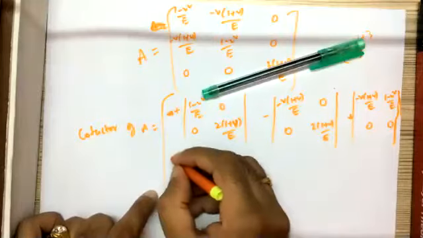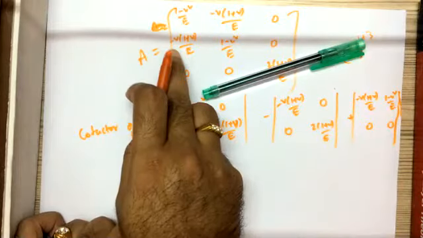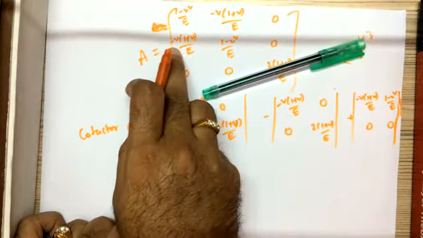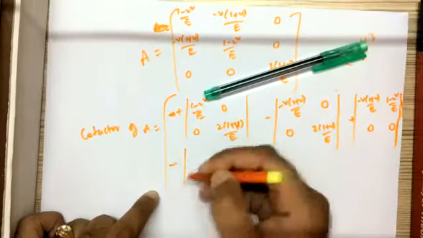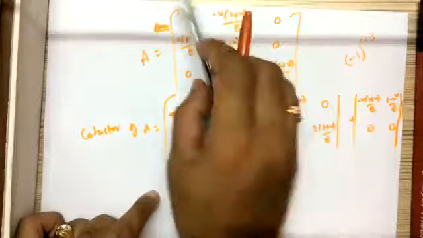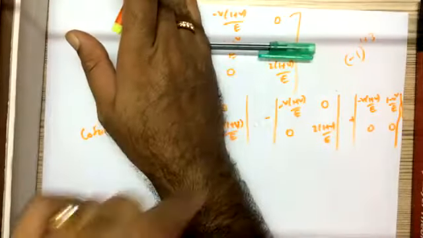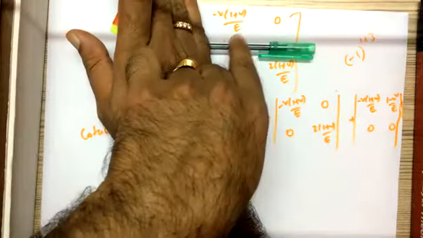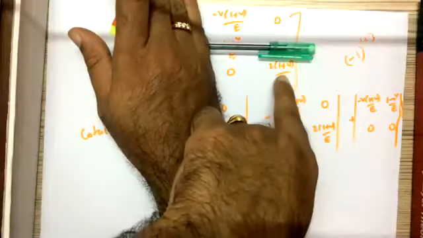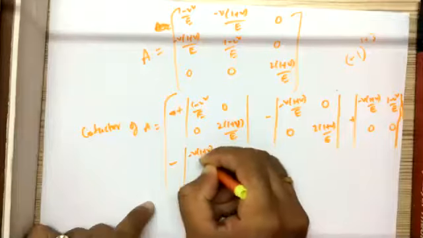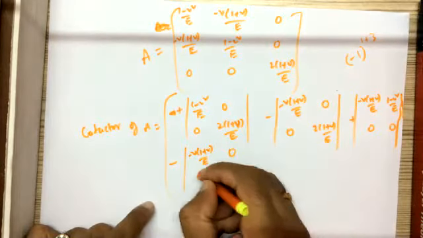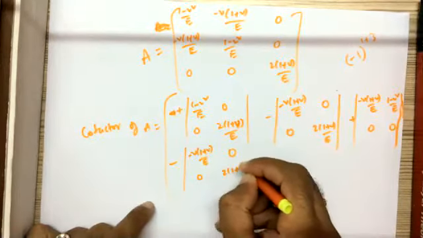Right? Next, what is this element number? Row number is 2, column number is 1. So minus 1 whole power 1 plus 2 is minus. What is the det? Eliminate that particular row and column. What is remaining? Minus mu 1 plus mu by e, 0, 0, 2 into 1 plus mu by e.